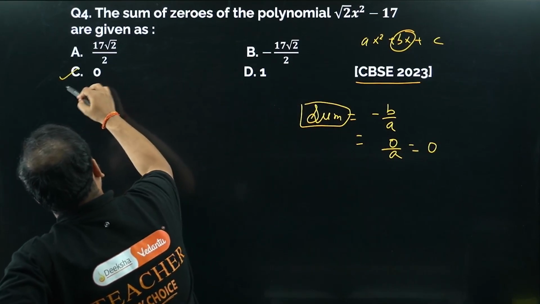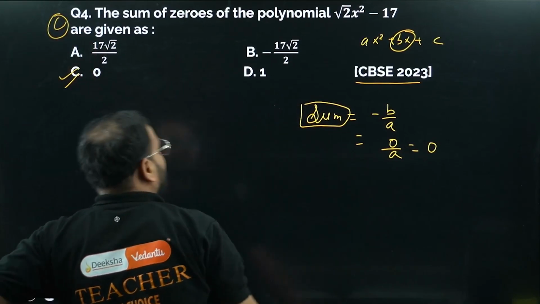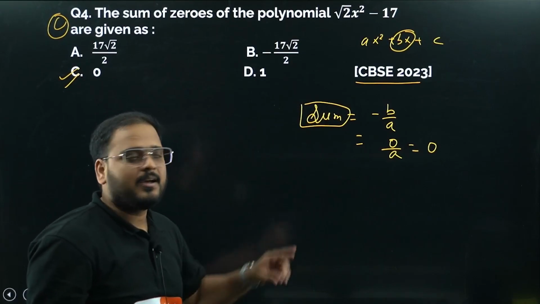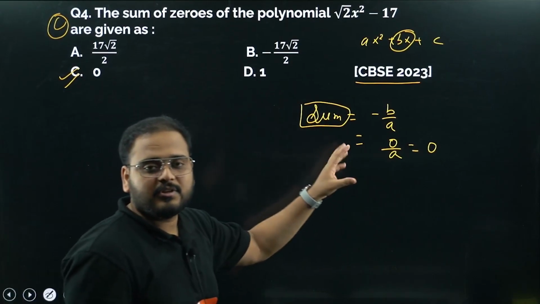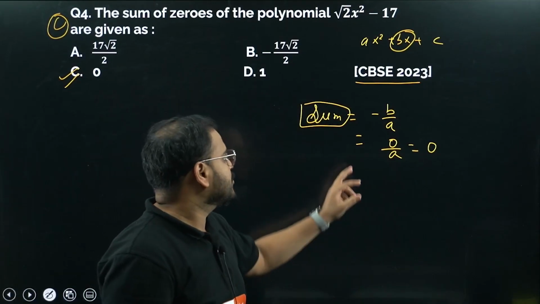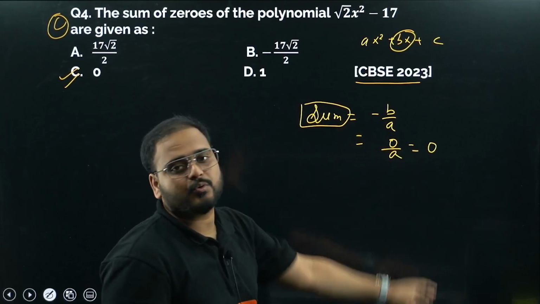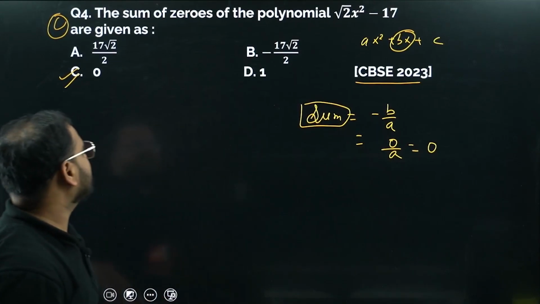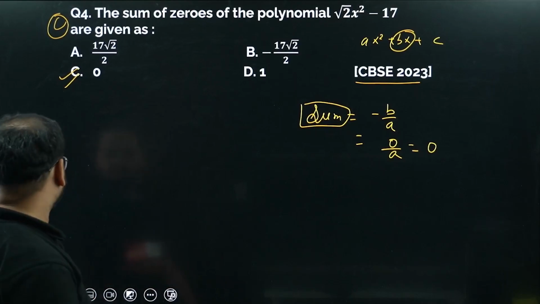Option number C. Now this question you can solve without using pen also, right? X term is not there. Then what is the coefficient? 0, right? So b is 0 means sum is 0. 0 by anything is 0. For that reason, option number C is correct. Can I move on to the next question?